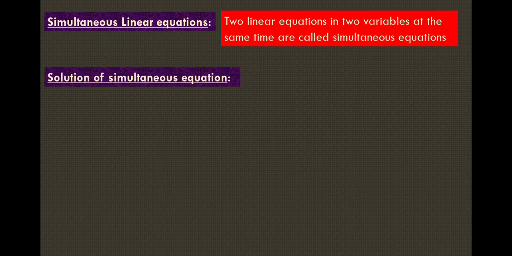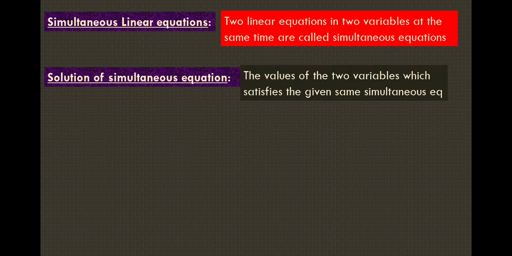Second one, solution of simultaneous equations. That is the values of the two variables which satisfy the given simultaneous equations. Solution means the values of the two variables, it can be x and y or a and b, anything, such that they satisfy the equations, meaning the left hand side and right hand side will be equal. These two things you will understand more when we solve the sums. We will discuss again.